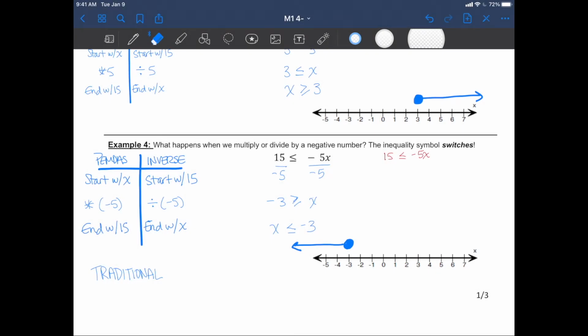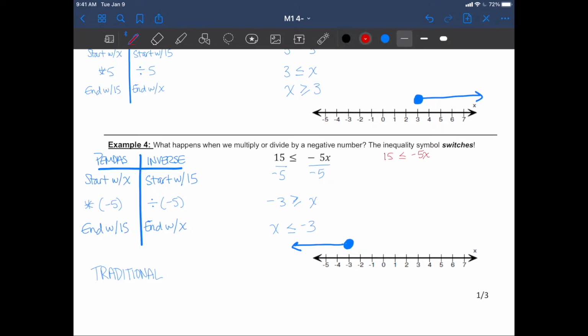All right, why does the inequality symbol switch? I'd like to show you that. If you don't want to write this down, that is completely fine, but at least watch this part of the video so you understand why it switches. So this coefficient in front of x is negative. It's a negative 5. Usually we like to see positives in front of the coefficient, but this time it's negative.